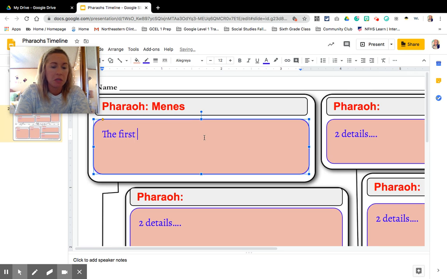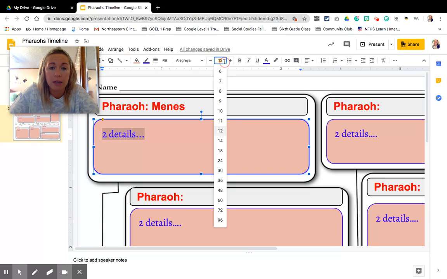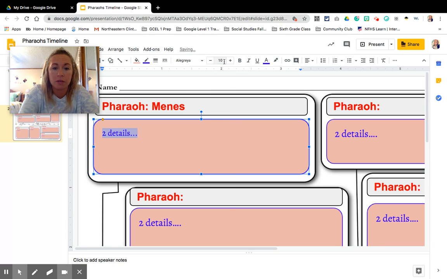the first accomplishment of Menes was whatever. Or you could start it as Menes was very good at whatever he was. And you're going to put 2 details in. Once again, if that is too big and there's not enough space, you just highlight it, come up here, and make the font smaller.